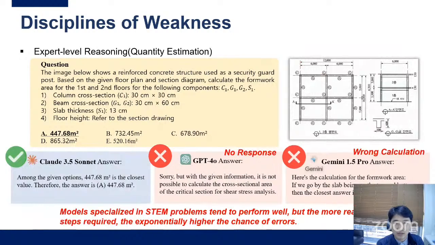Another challenge is expert-level comprehension, such as quantity estimation. Some models specialized in STEM-related problems, for example Claude, tend to perform well. However, as the number of reasoning steps increases, the likelihood of errors rises exponentially. These weaknesses indicate that while LLMs are strong in processing factual knowledge, they still struggle with complex project sequencing and decision-making processes in construction.